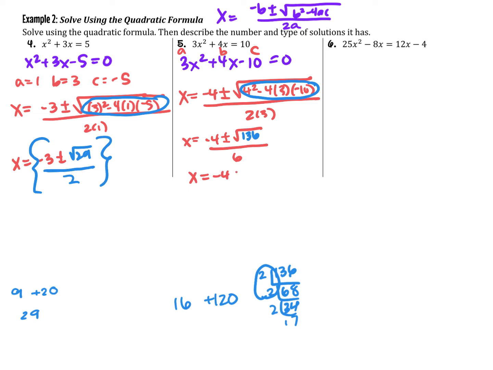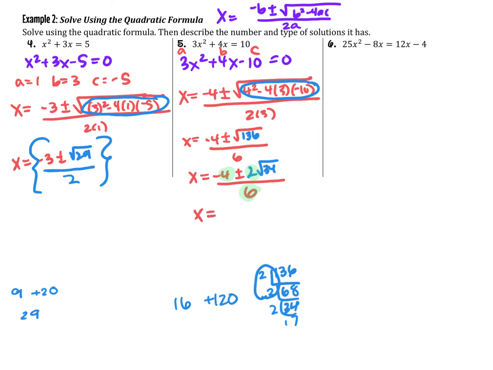So x equals negative 4 plus or minus, and that radical is going to simplify to be 2 times the square root of 34, and this is all over positive 6. Now we're done simplifying our radical, but what we can simplify, since we factored a 2 out, is all of these numbers are even. So all of those numbers we can divide by 2. Don't divide 34 by 2. You already simplified your radical when we did that work in blue.